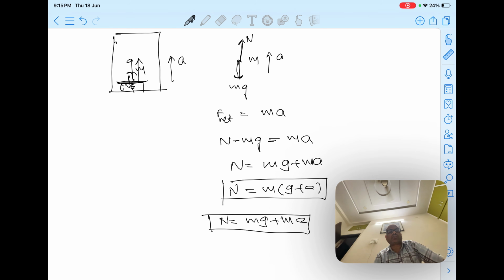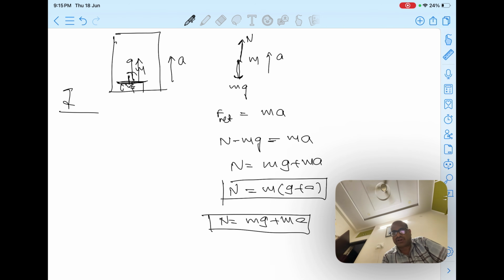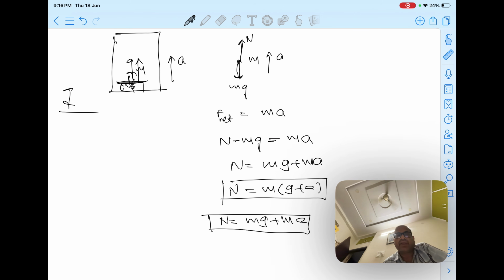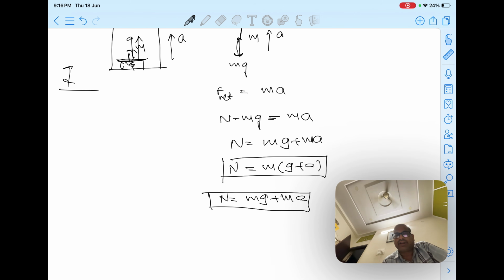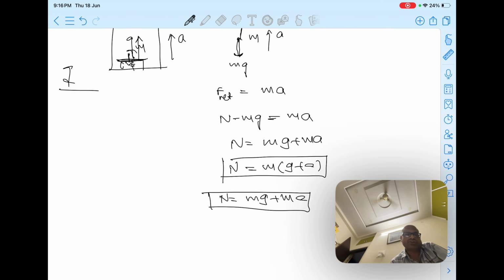Here we are talking with respect to the ground frame. The forces acting on the man are mg downward and the normal reaction upward, and he is accelerating upward, so N minus mg is equal to ma. The same thing we can also do in a non-inertial frame by taking the pseudo force into account.